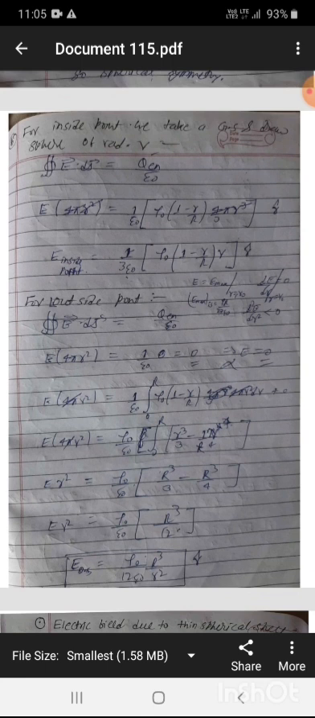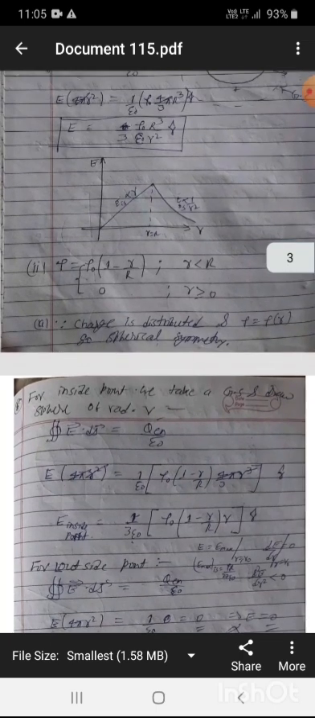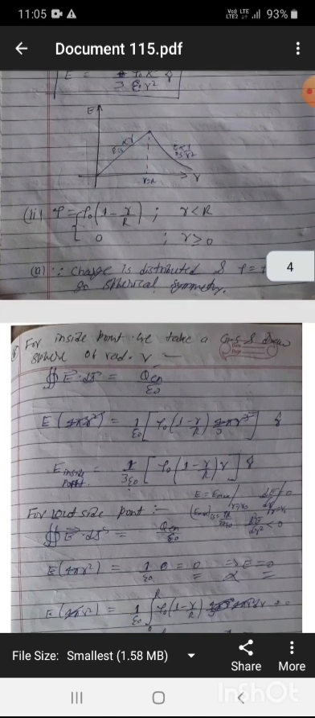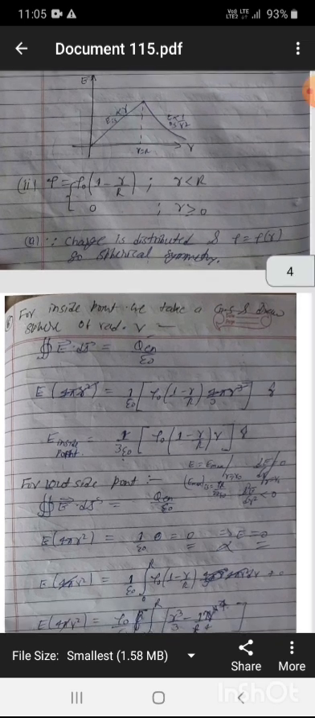For example, suppose there is a charge distribution as rho equal to rho naught into (1 minus r by R) for r less than capital R, and this is equal to 0 for r greater than capital R. So once again we can see that charge is distributed, and rho is a function of r, so spherical symmetry, so we can apply Gauss law here.